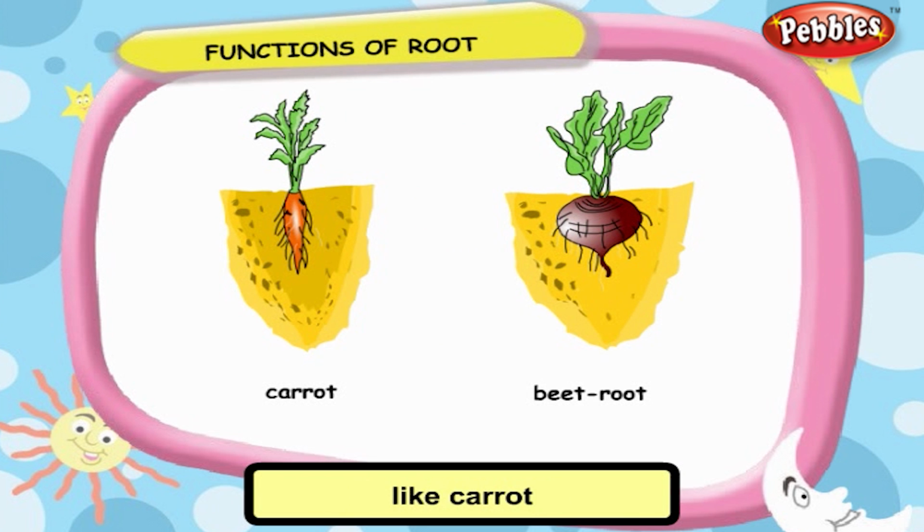In some plants like carrot and beetroot, the roots store excess food prepared by the plant, which swell up and become edible. The stored food is used by the plant later.